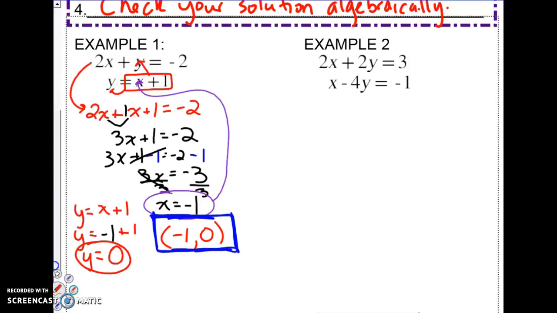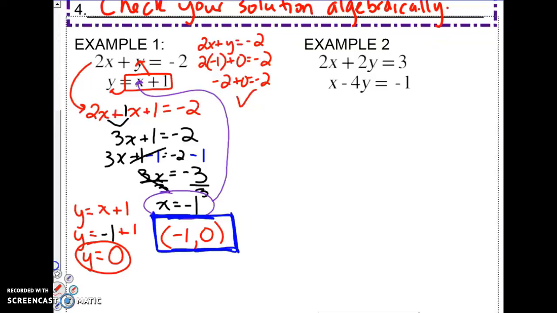Then the last step is to check your work. Now I'm not going to use the first equation because that's kind of how I got my 0, but if I can check at least my second equation, that would be great. So my second equation was 2x plus y equals negative 2. So let's try that out. Is 2 times negative 1 plus 0 equal negative 2? So I plugged in my negative 1 for x and my 0 for y. 2 times negative 1 is negative 2. And that's true. So I've done all the steps right there for example number 1.